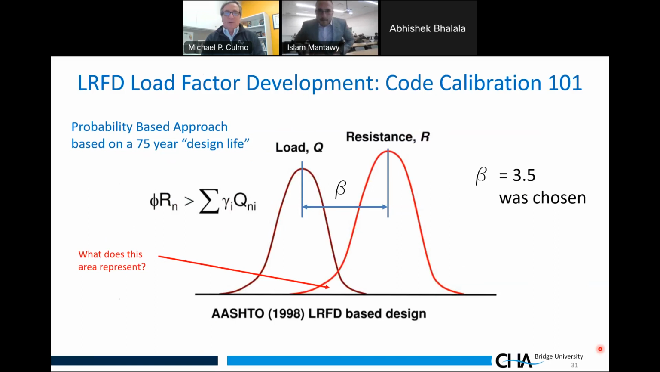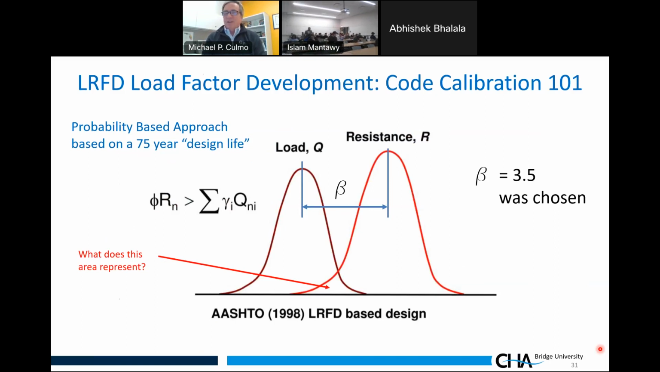So what happens when load exceeds resistance? The bridge would fail. That's failure, exactly. So that little area under the curve is considered failure. Now, does it mean the bridge is going to collapse? No, it just means something might be overstressed. You might crack a beam. You might yield some steel locally, but that is failure. And the reality is there's a potential for that to happen.